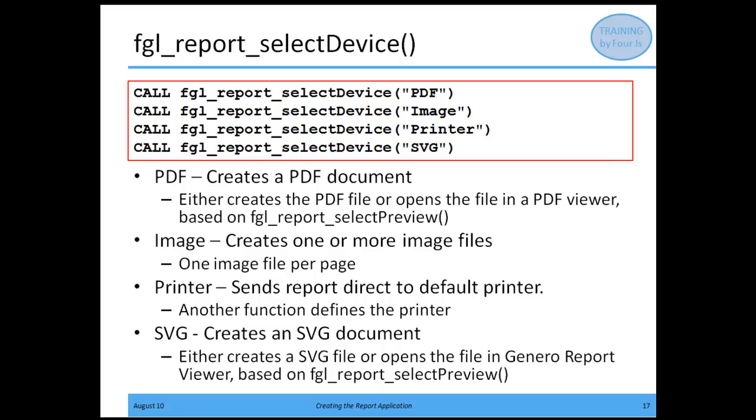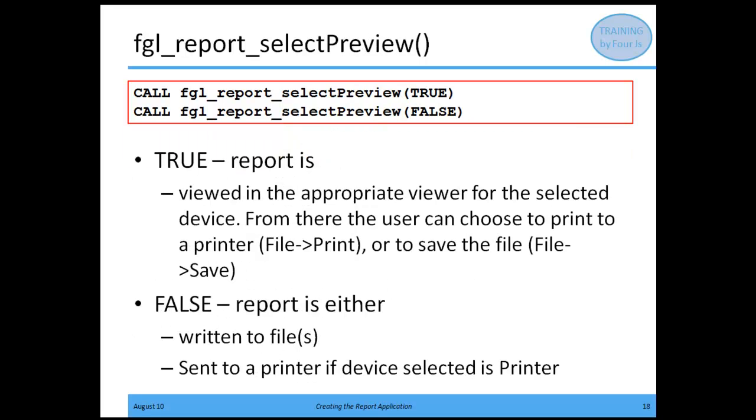SVG file. The FGL report select preview is an indicator of whether you want to create a file or whether you want to view your results right away. So if you have FGL report select preview equal to true, then the report is going to be viewed in the appropriate viewer for the selected device. And from that you can choose to either print it or save it depending upon what the device allows. If it's false, we're either going to write it to a file, or if you have the select device set to a printer, we'll send it to that printer.